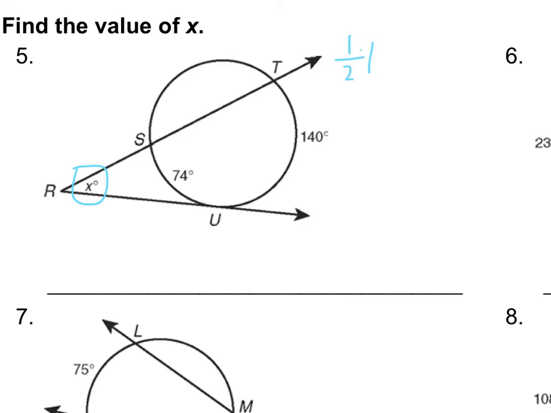So we have 1/2 times 140 minus 74. 140 minus 74 is 66. 66 times 1/2 is 33. So X is 33 degrees.